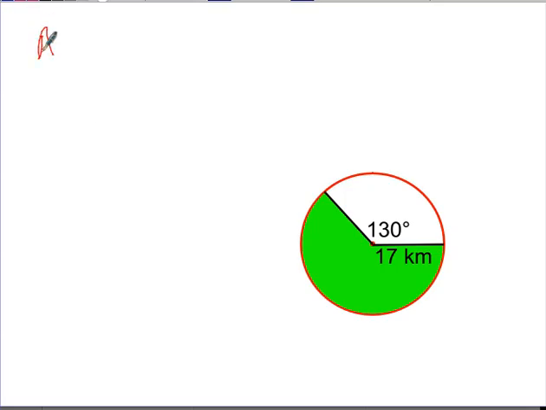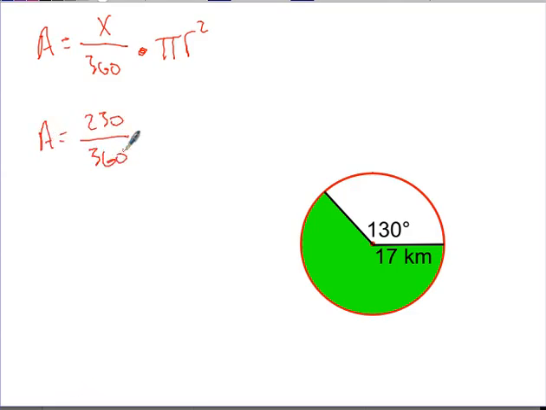To find the area of a shaded sector, the formula was x over 360 times pi r squared. So would you take 360 minus 130? You would have to take minus 130 because we want the shaded area. That would be 230. So area equals 230 over 360 times pi times 17 squared. You just type it straight into your calculator: 230 divided by 360 times pi times 17 squared.